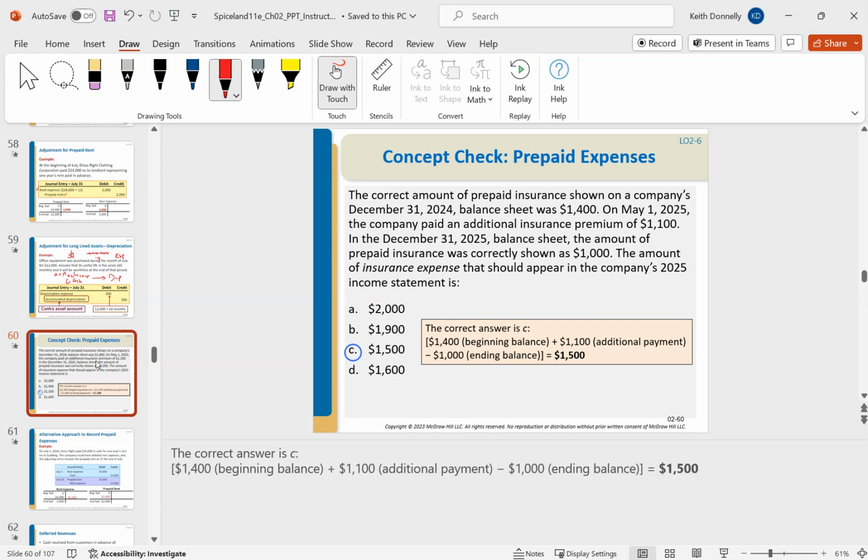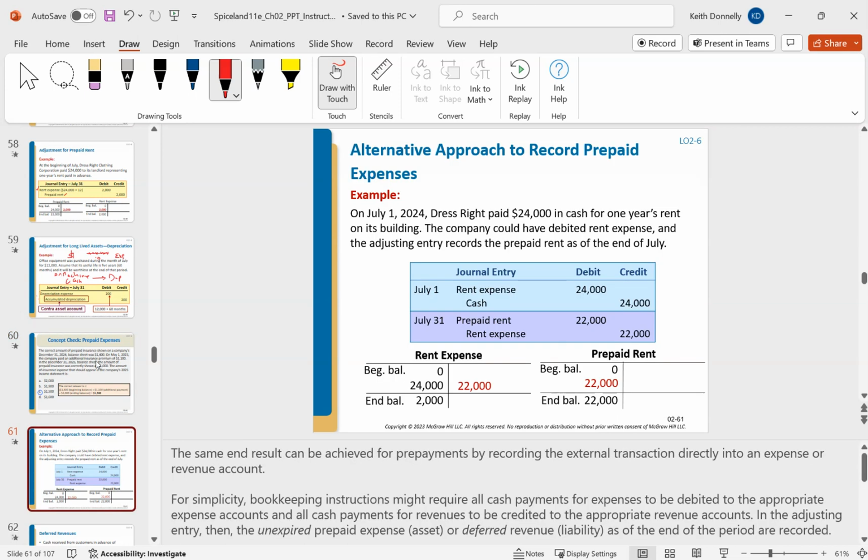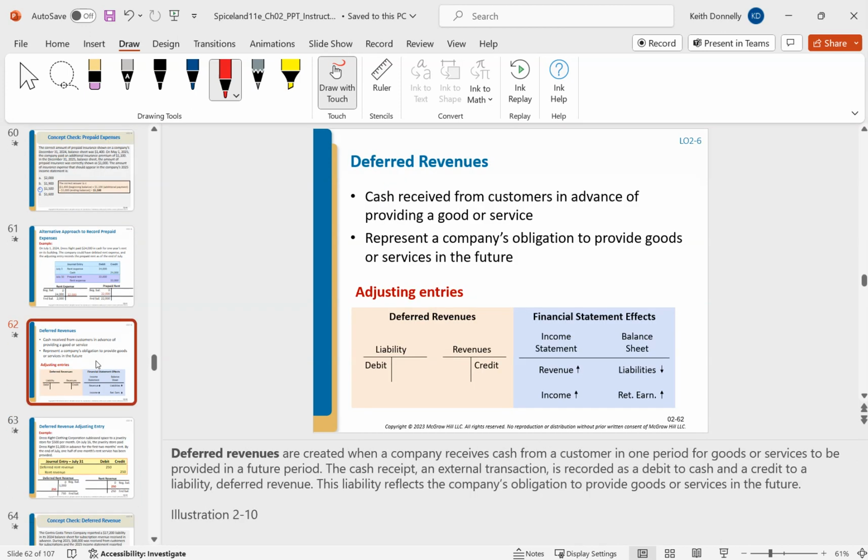So there's an MCQ you can look at. Here's an alternative approach. If you want to back into it in an alternative way, that's great. On the flip side of our prepaids, we also have our deferreds. This is where cash is received from customers in advance of providing a good or service.